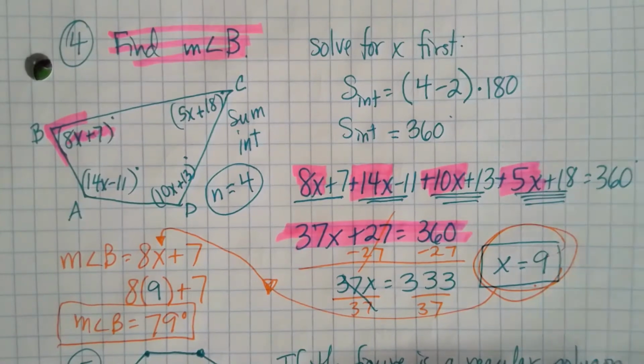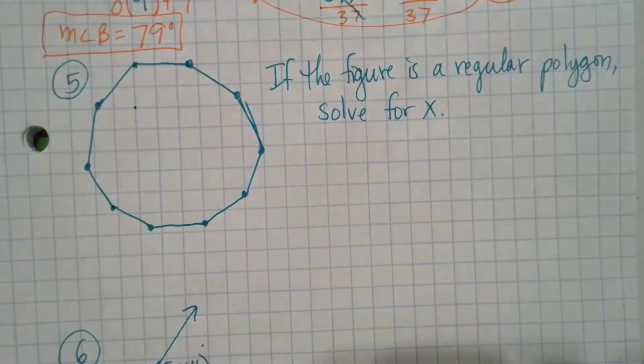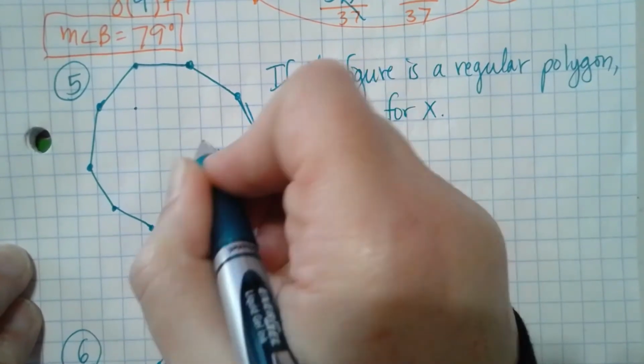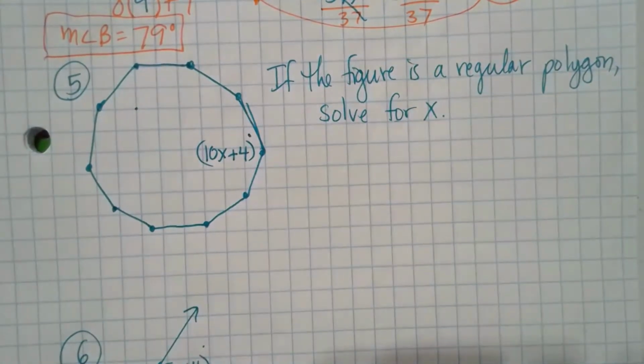Okay. All right, here's number 5. There's a problem because I am missing a value in number 5. We're going to put it in right here. Sorry, 10x plus 4. That is the only thing we are given in this problem.